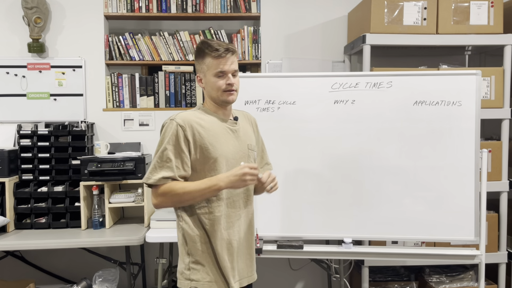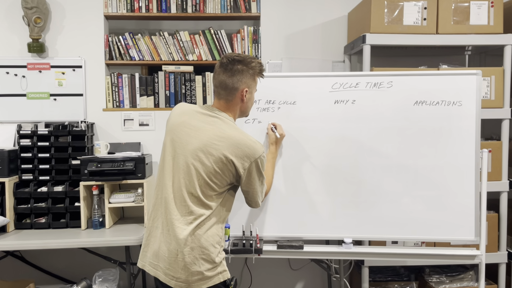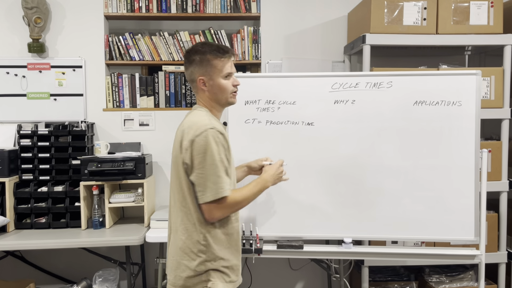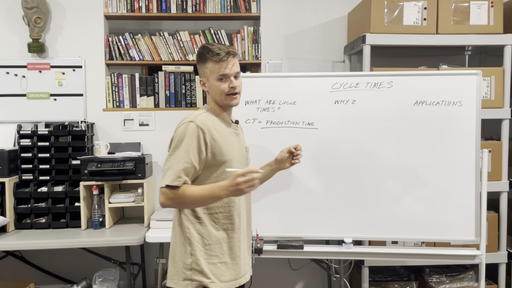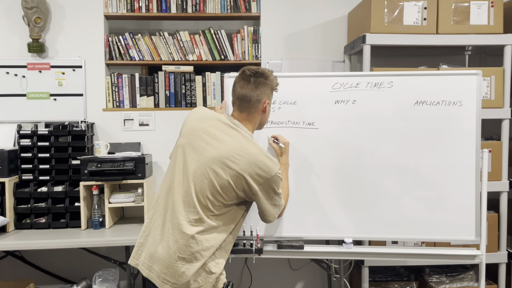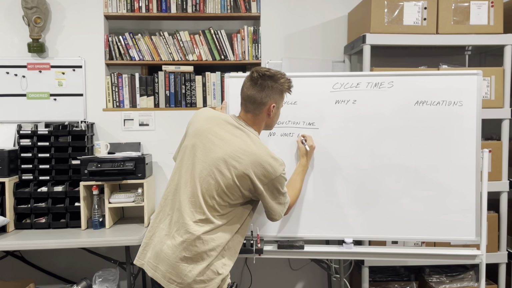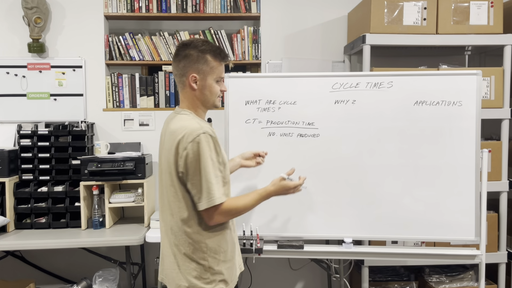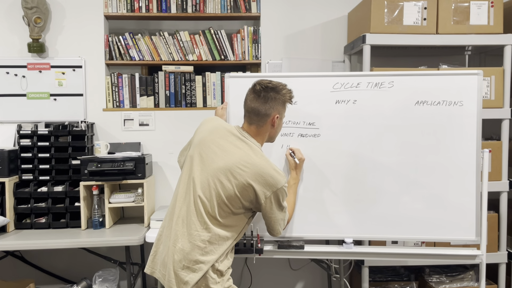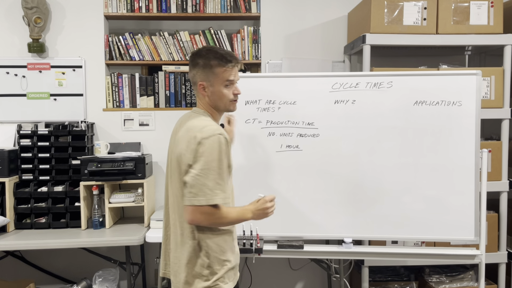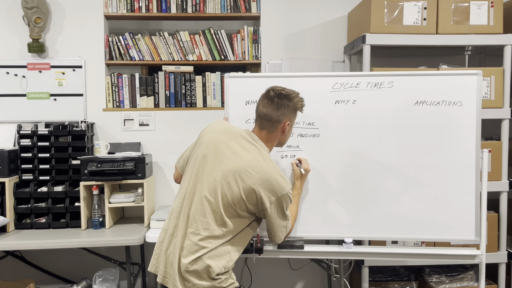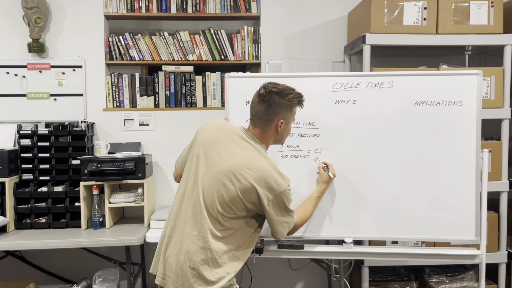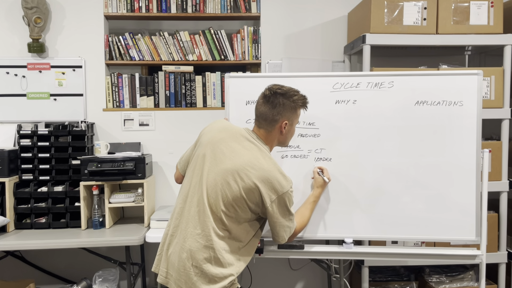So what are cycle times? Cycle time, that's CT, basically equals your production time, or how long it takes for you to do something, divided by the number of units that you have to produce. So here is a very, very simple example. Let's say that your production time, or how long it takes for you to fulfill orders, is 1 hour. And in 1 hour, you fulfilled 60 orders. That would be your cycle time. So that would equal one order per minute.